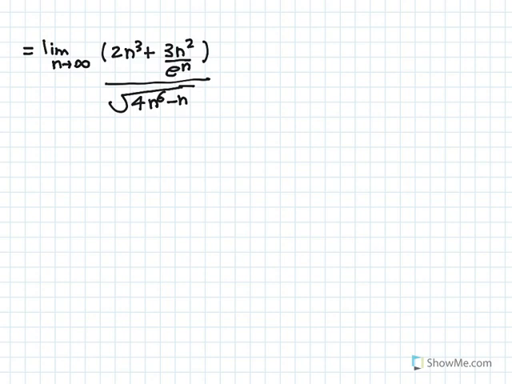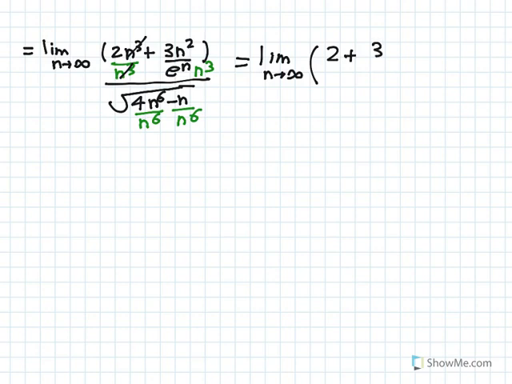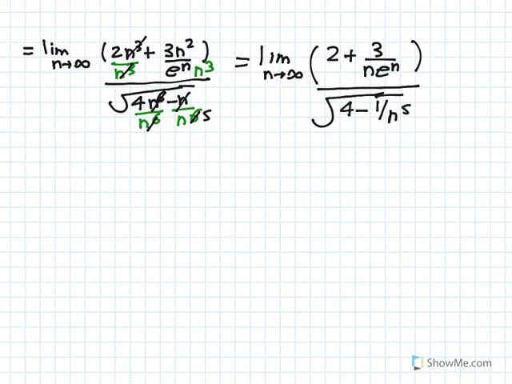So let's divide by n to the 6 inside the radical, and divide by n cubed outside the radical. And let's simplify. We get the limit as n approaches infinity of 2, because n cubed cancels, plus 3 divided by n times e to the n, divided by the square root of, n to the 6 cancels, we get 4 minus n divided by n to the 6 gives us 1 over n to the 5, 1 divided by n to the 5.